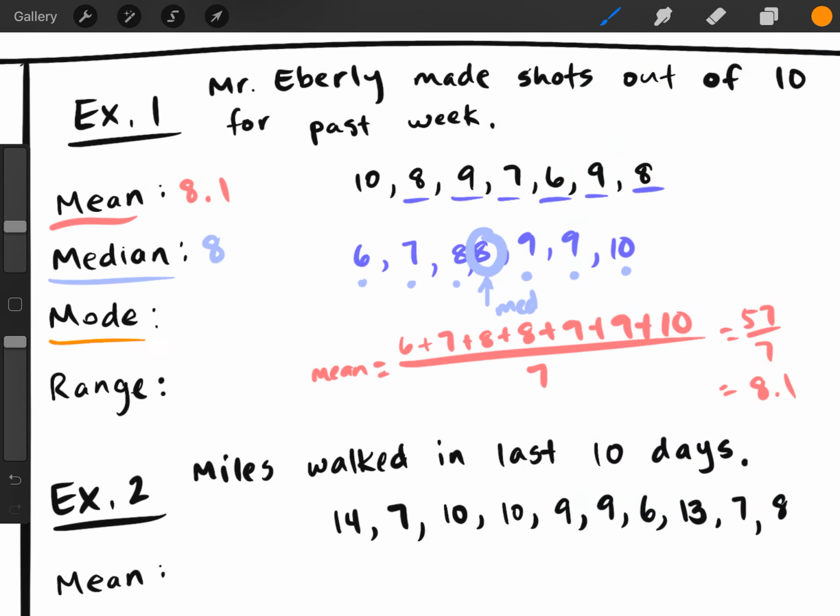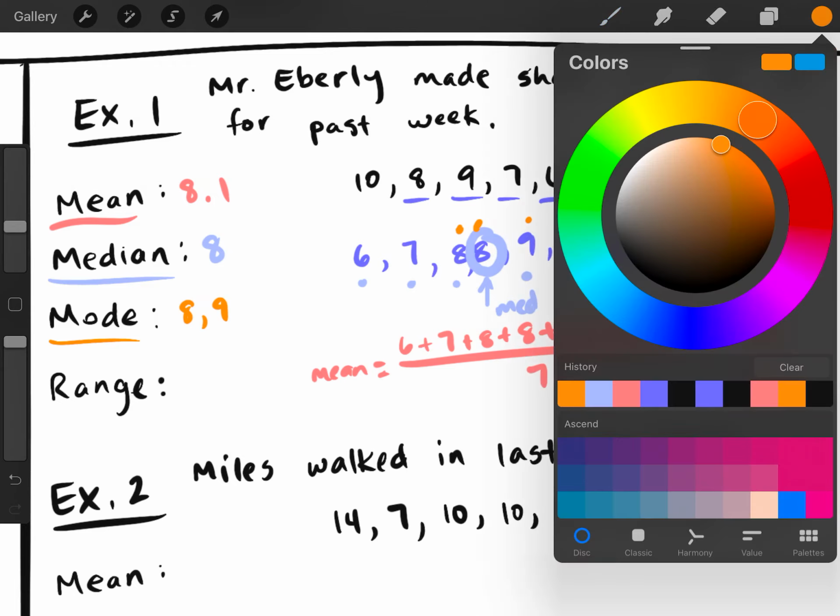And then the mode is the number that we see the most, right? The mode is the number we see the most. We have 2 8s. We have 2 9s. Now, since we have two numbers that are both noticed the most, they're both our mode. So our mode is 8, and it's also 9. Okay, we found the mean, median, and mode.